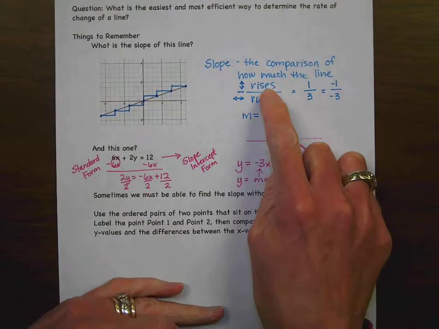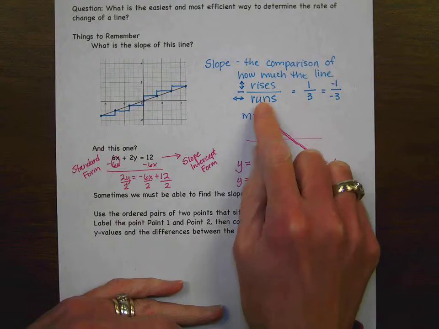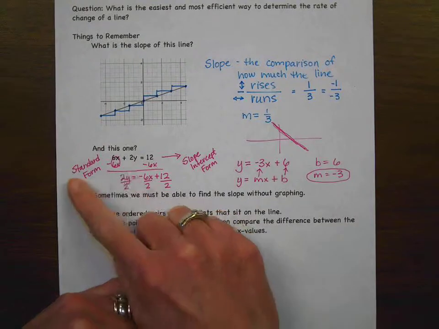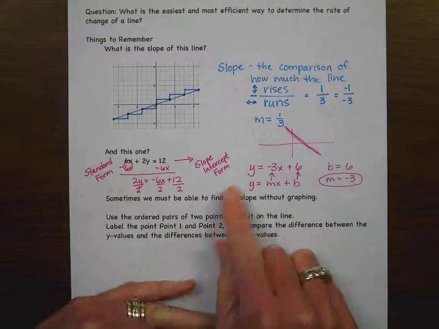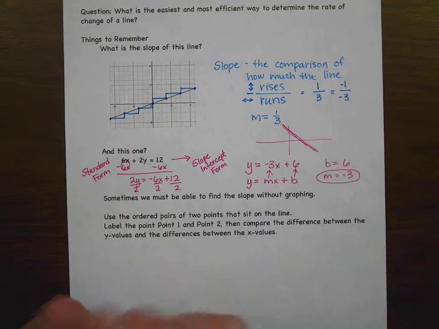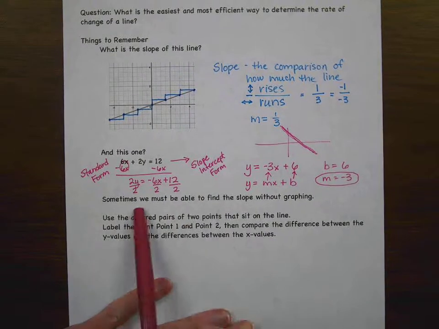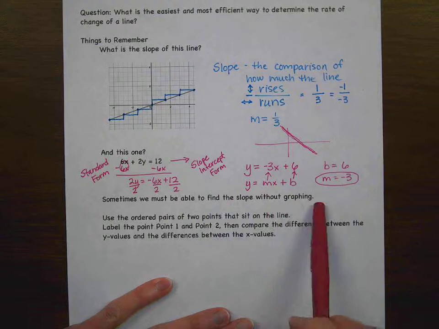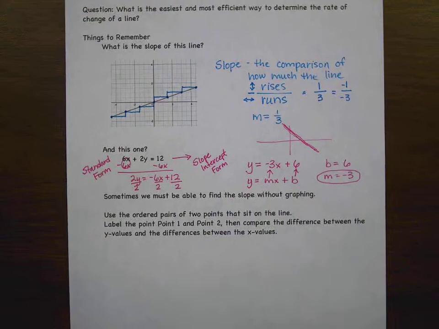So when you're doing a graph, again, you count the amount of rises divided by the amount of runs. If you're given the equation, you take it from standard form and turn it into slope-intercept form, and then you can find your slope by remembering the y-intercept form, okay? So then it says sometimes we must be able to find the slope without graphing, all right? And so we're not going to have a picture at all.